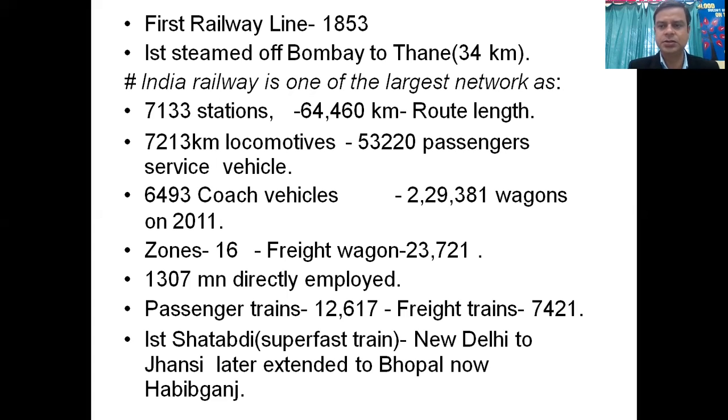Now we have near about 16 zones in India, and freight wagons near about 23,721. Directly employed here near about 1,307, and passenger trains are near about 12,617, and freight trains 7,421. We have some super fast trains, and they are Jan Shatabdis, like New Delhi to Jhansi. It is a super fast train, and later extended to Bhopal, and now it's Habibganj.